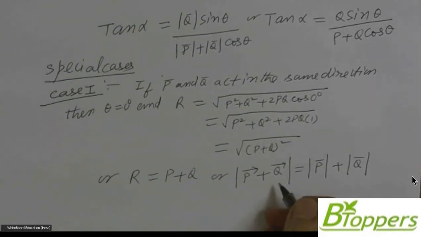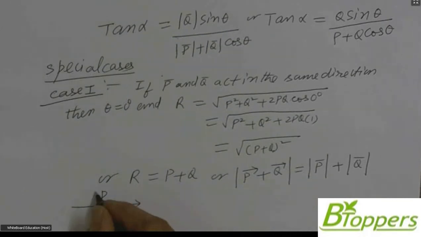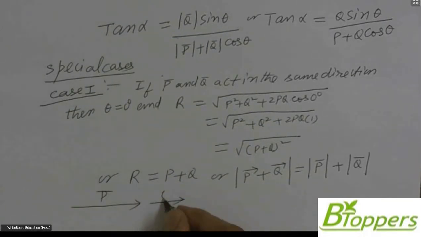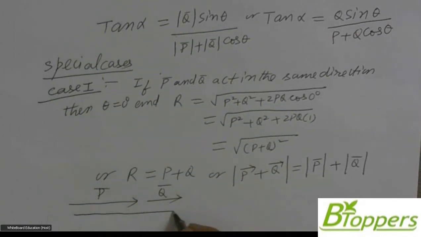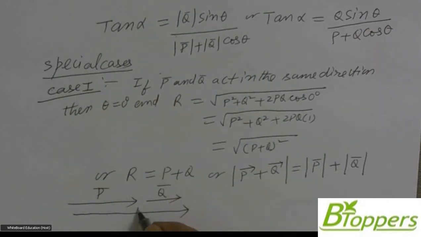So when I write P bar plus Q bar, you can read it as resultant of P bar and Q bar. As I told you, sum of two vectors means resultant of the two vectors. So when the two vectors P bar and Q bar act in the same direction, then the magnitude of their vector sum or resultant will be equal to the ordinary sum of the magnitudes of the two vectors. And direction of the vector sum or resultant will be same as the direction of any one of the vectors.